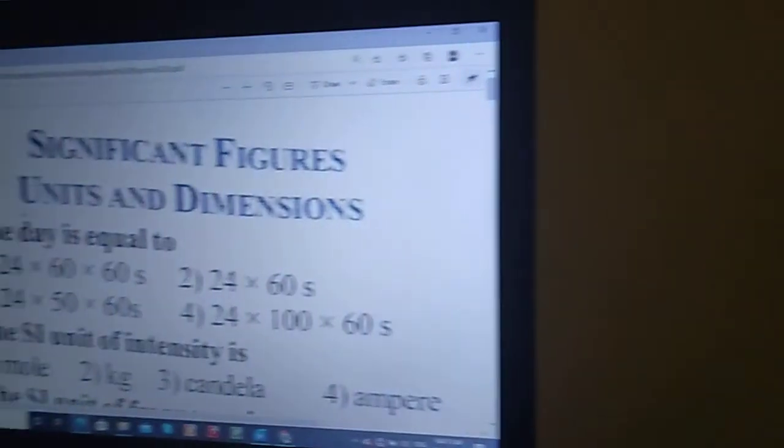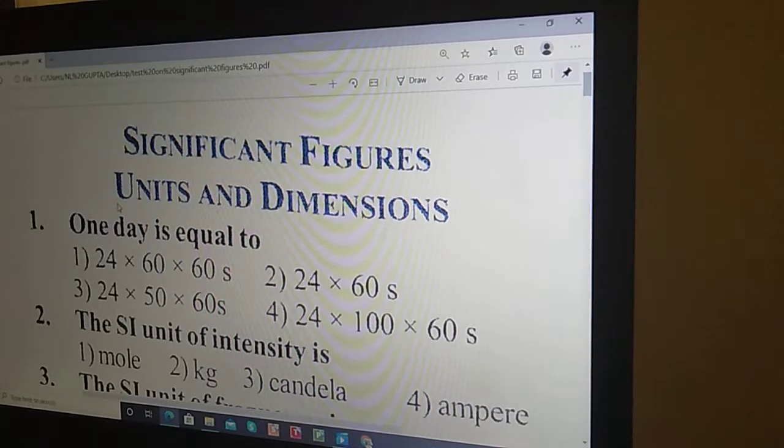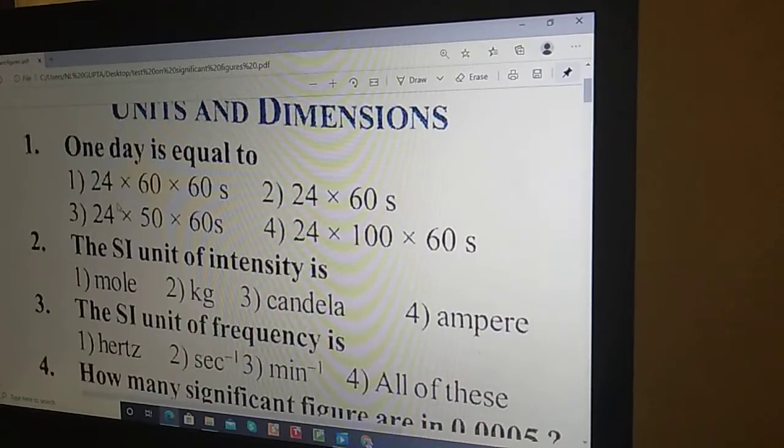Now let us go to the next question. What is the next question? Question number 2: the SI unit of intensity. Dear student, they are saying the SI unit of intensity. Intensity means luminous intensity, you can say, student. So the SI unit of luminous intensity, we know that candela is the SI unit of intensity. So that is a memory based question.